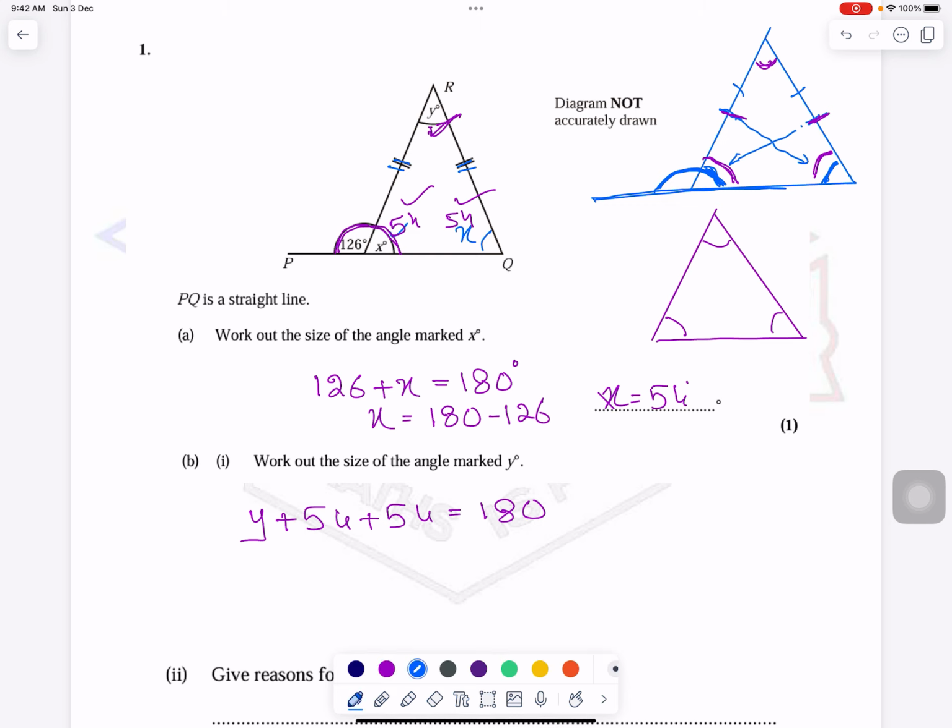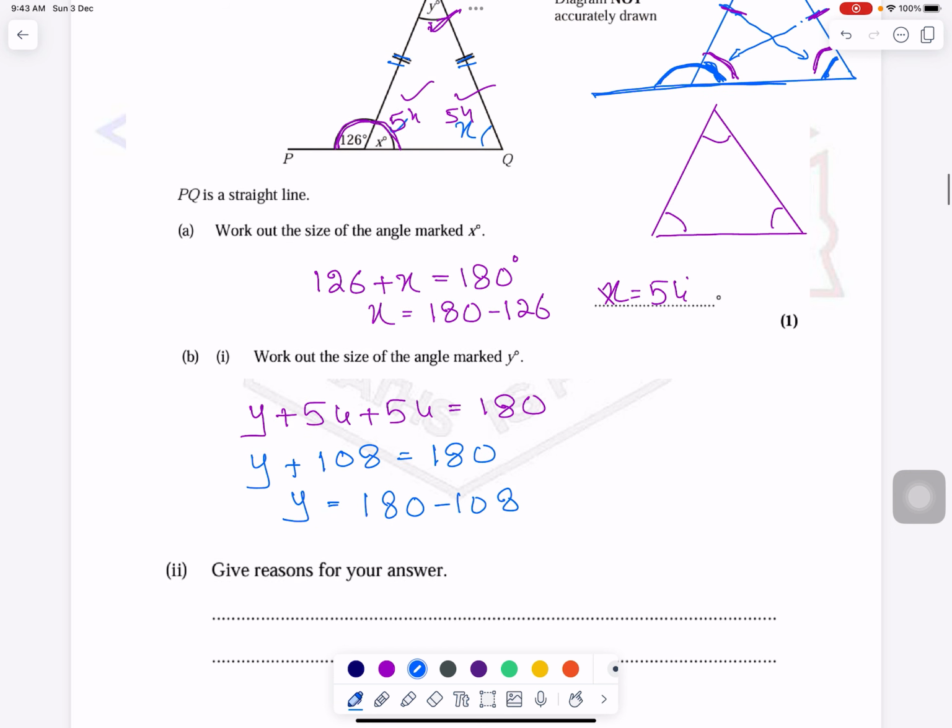Sorry, I'm writing every step here just to explain so that nobody misunderstands anything. Okay, so now to find out y, I will do 180 minus 108. So it will be what? 72. So your answer of y will be 72 degrees.